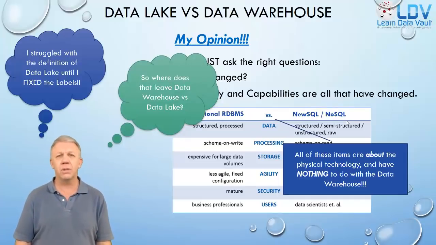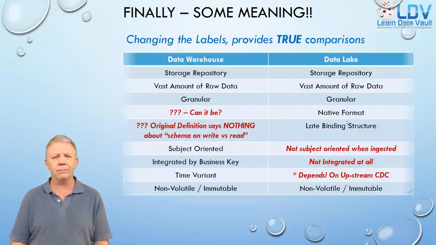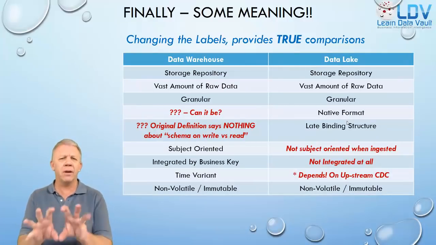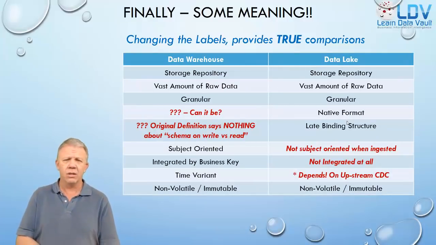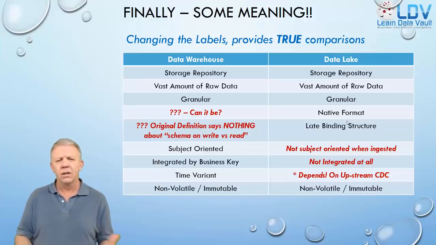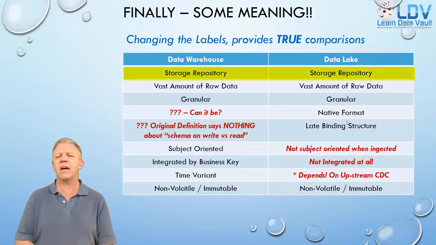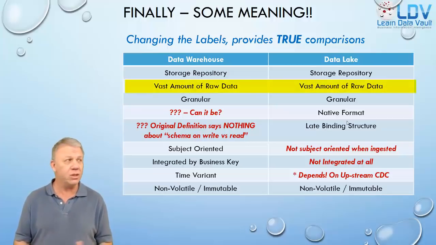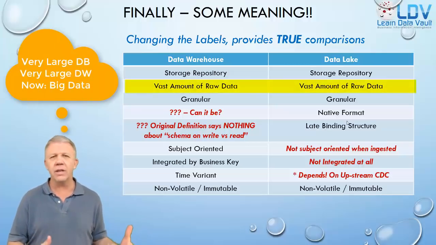So where does that leave us with data lake versus data warehouse, right? So I'm going to go back to the original definition and make a different comparison chart here. So the original definition of data warehouse, well, could you include storage repository? Yeah, absolutely, you need some form of storage repository to integrate raw data sets. Vast amount of raw data? Well, we used to call that very large databases.